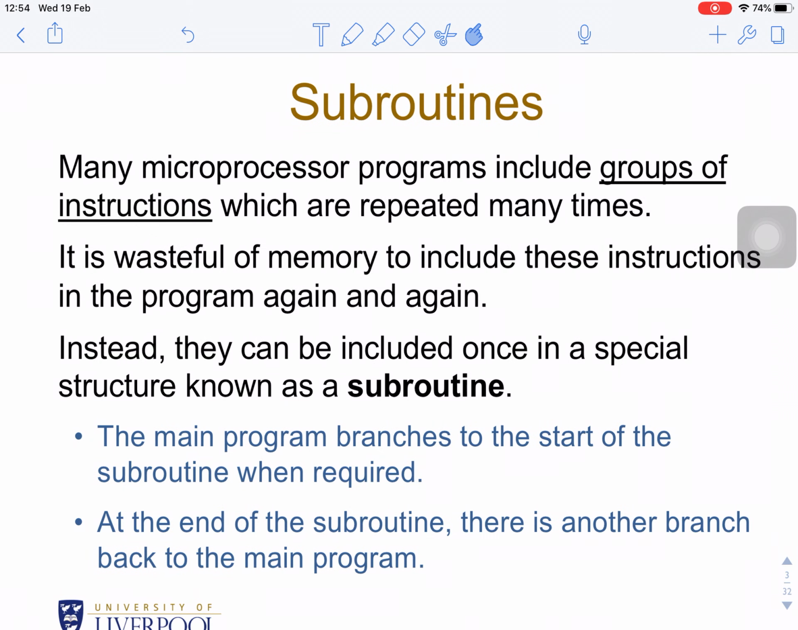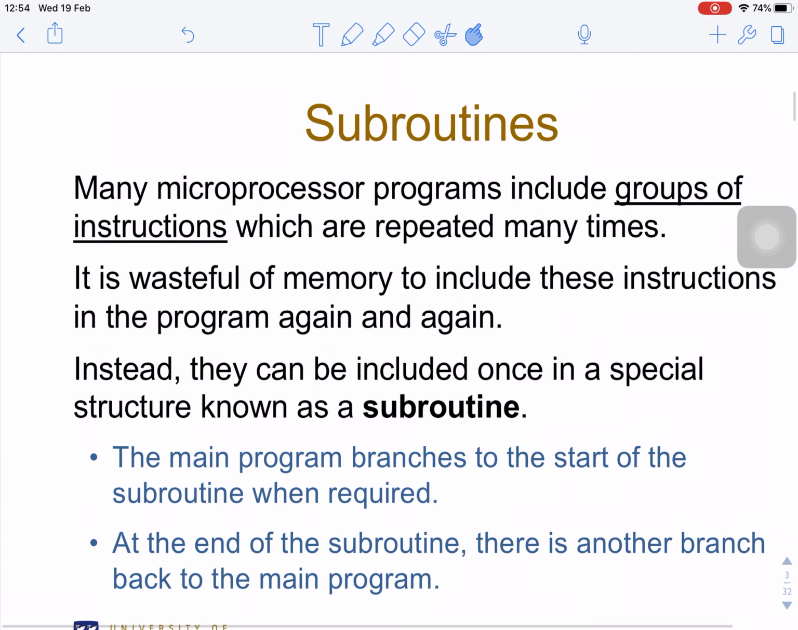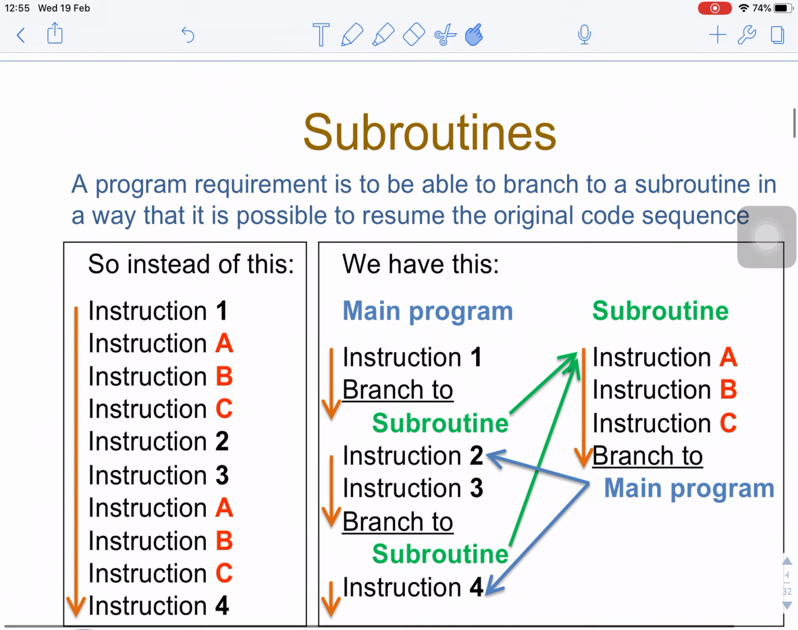So, subroutines. Many microprocessor programs include groups of instructions which may be repeated many times, and it's a waste of memory to include these instructions in the program again and again. Instead, they can be included once in a special structure known as a subroutine. The main program branches to the start of the subroutine when required. At the end of the subroutine, there is another branch back to the main program. That's very simple and intuitive.